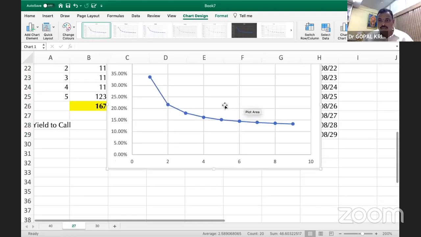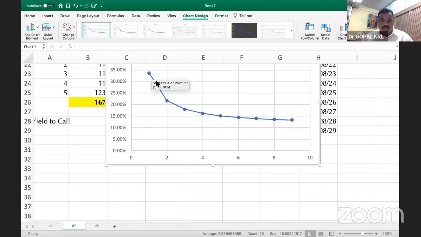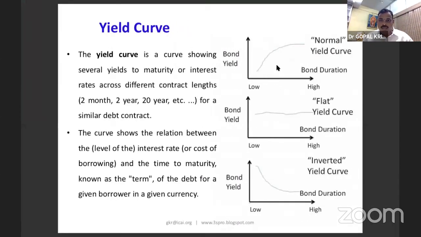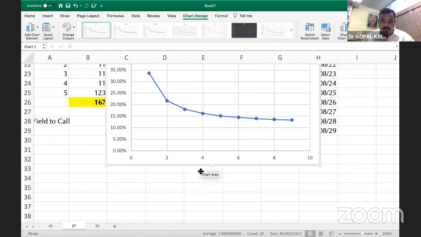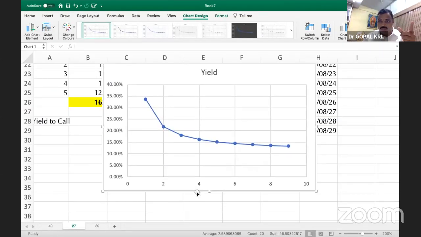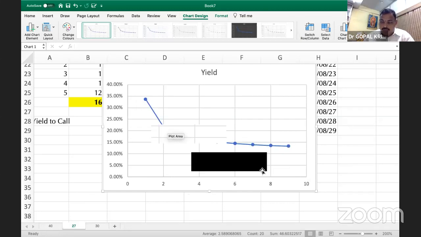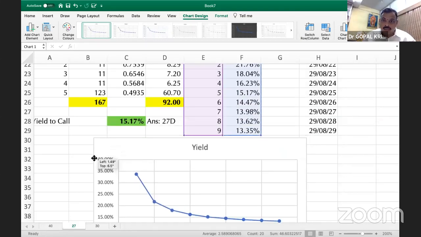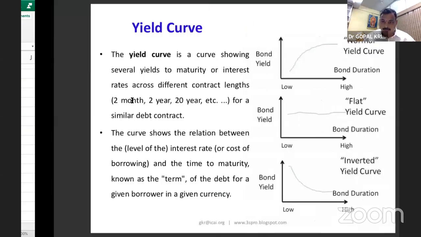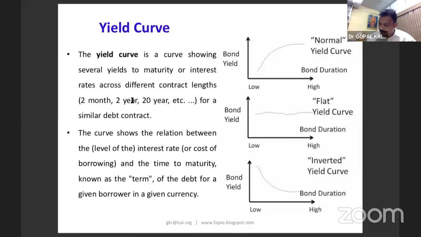This is a downward curve. Please look at this downward curve. This is an inverted yield curve. You can try this yield curve with respect to the other two questions. One of the questions will be an upward curve, which is a normal yield curve. A downward yield curve is otherwise called an inverted yield curve. So you can try this at your end. That is your question number 27.